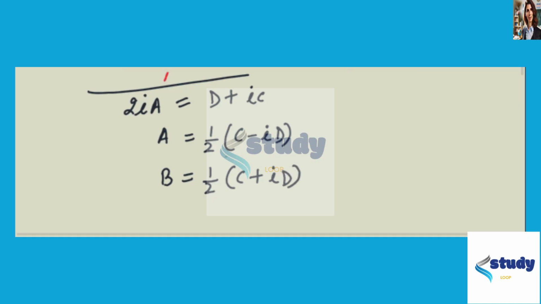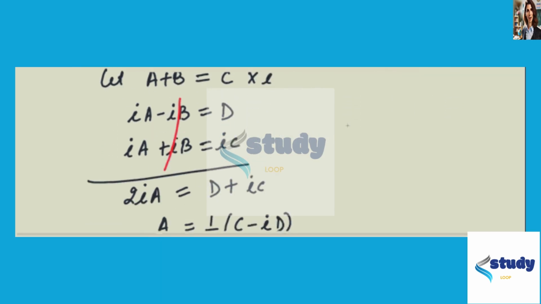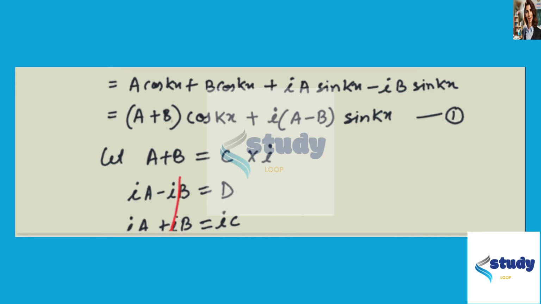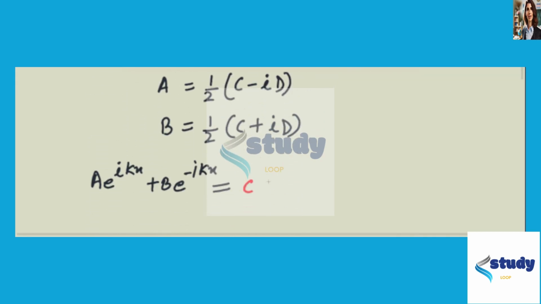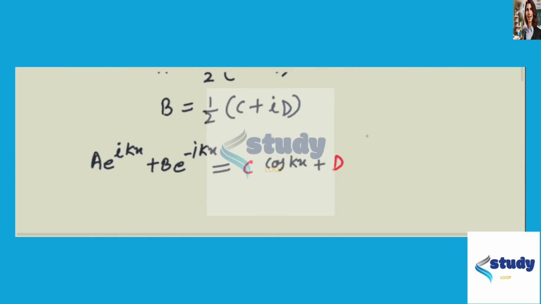That means the given expression a e^(ikx) plus b e^(-ikx) can be written as c cos kx plus d sin kx. So a plus b is c, that is c cos kx, plus d, and this is d sin kx. So both are equivalent.